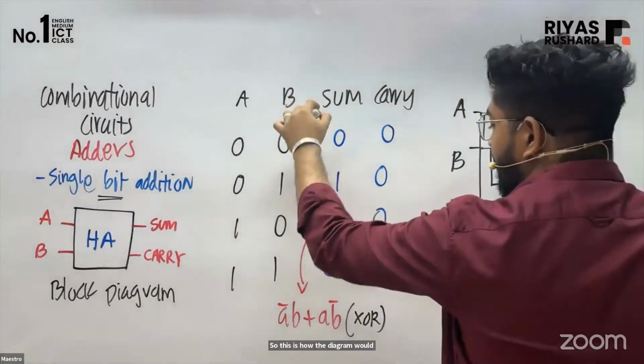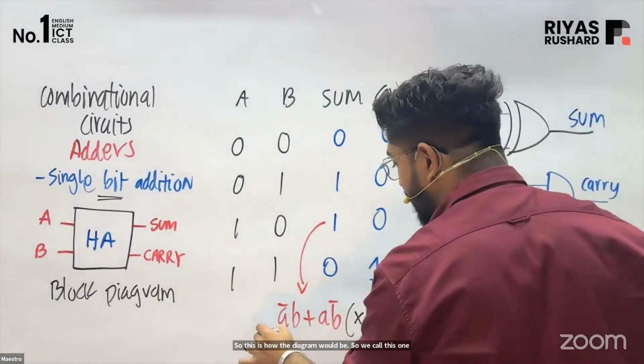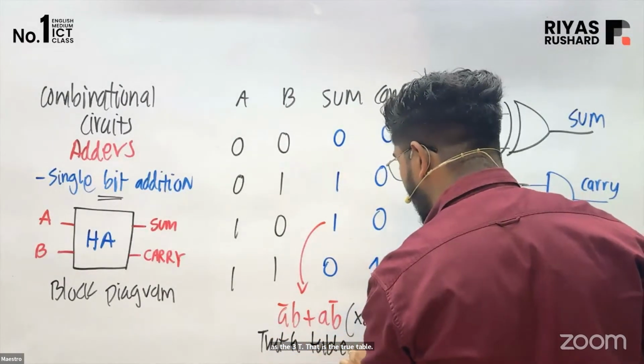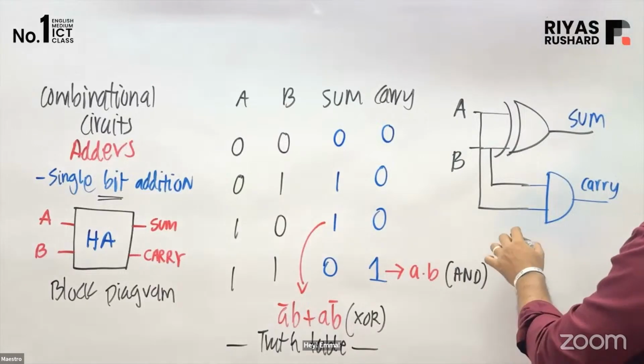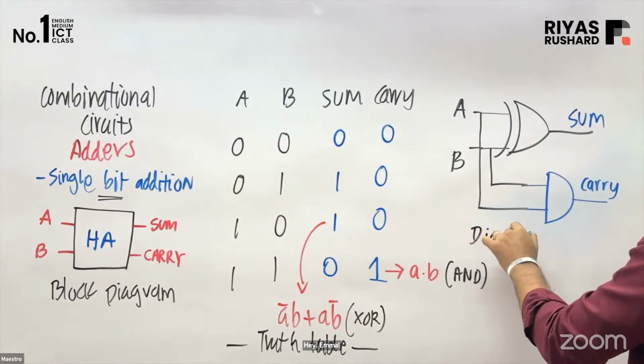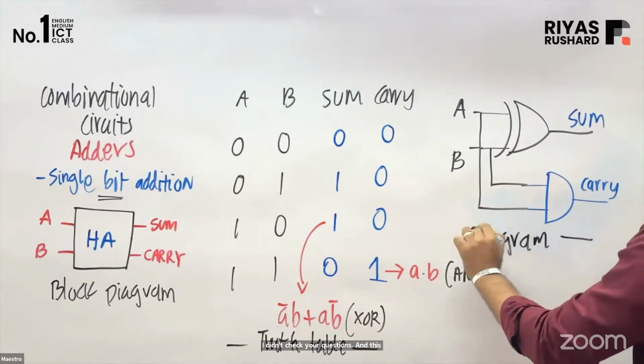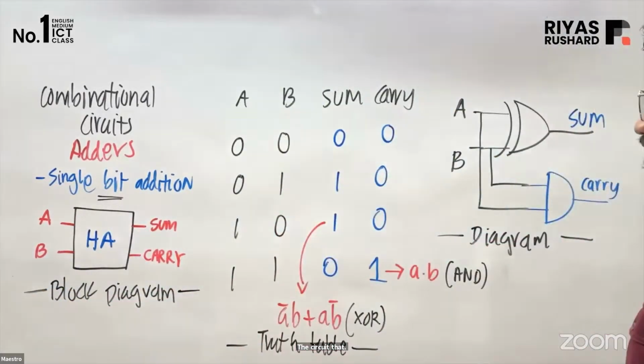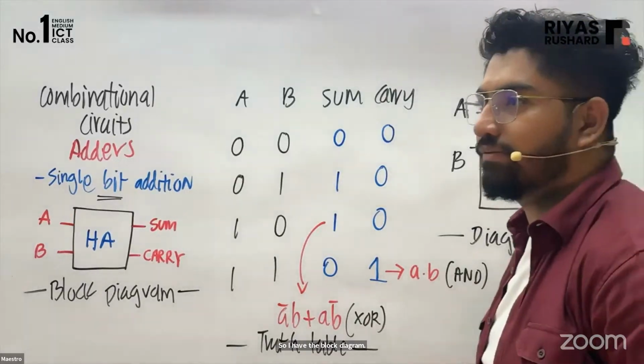So we call this one the truth table. Truth table. And this is the diagram. What diagram? The circuit diagram. So I have the block diagram, truth table, circuit diagram.